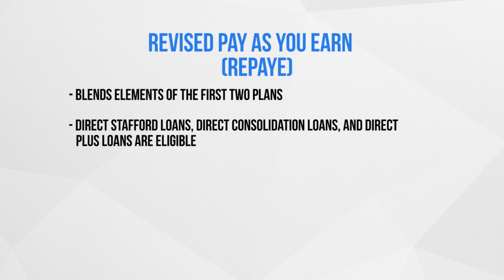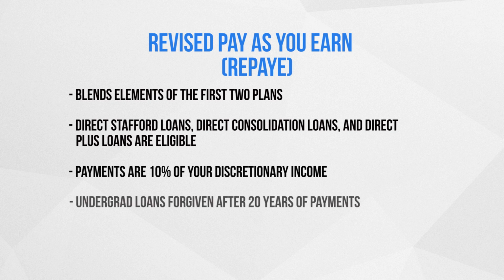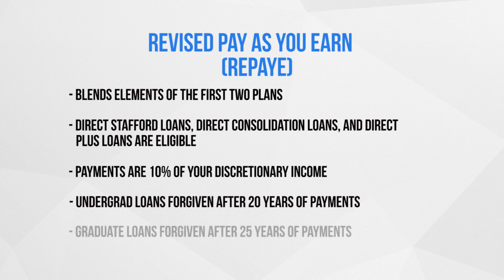Payments under the REPAYE plan are 10% of your discretionary income, and the amount of time you have to pay on these loans depends on when you took them out. See, under the REPAYE plan, any remaining loans you took out for undergrad are forgiven after 20 years, but any leftover from graduate school loans have to be paid for 25 years before they're forgiven.